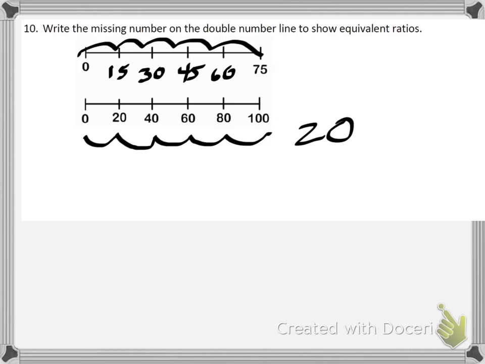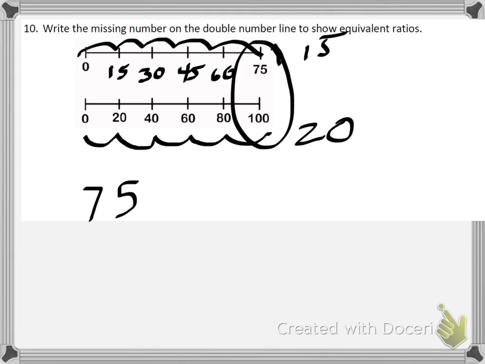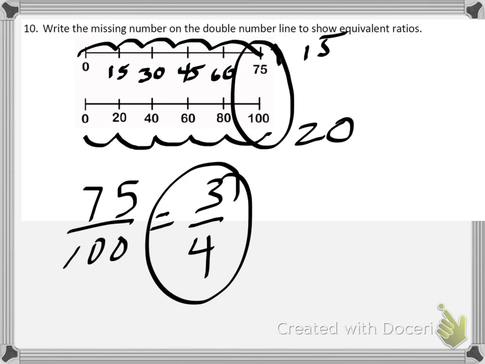So you can either do it as what you're counting by on each one, and it's going to be a different number on both number lines. Or we can just take this and find out what the simplified fraction is, and all of them have to equal that same equivalent ratio, because a ratio is a rational number, which is a fraction.